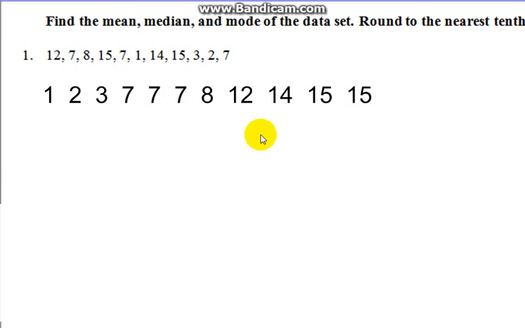And the first thing we're going to do is find the mean, the median, and the mode of the data set. We're going to round to the nearest tenth. So the first thing you want to do is put all of these numbers in order.